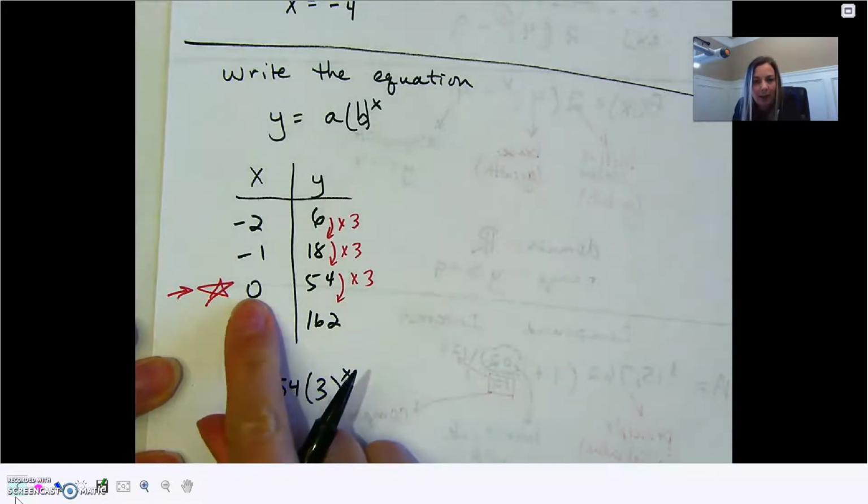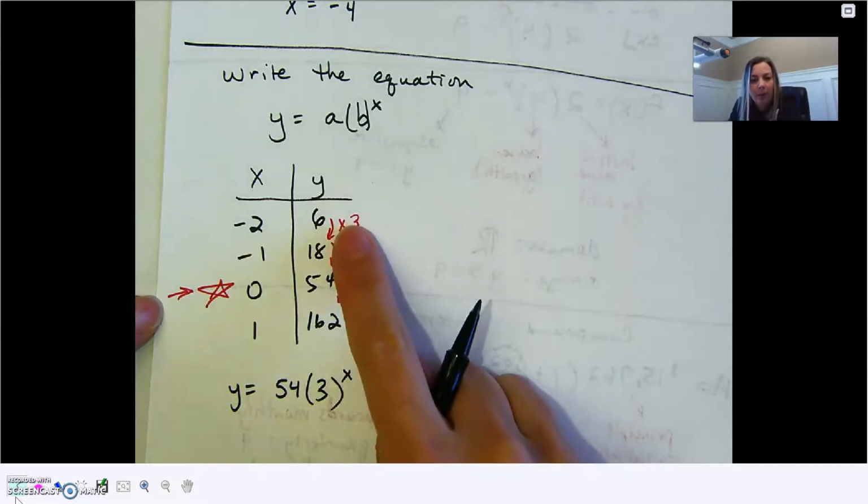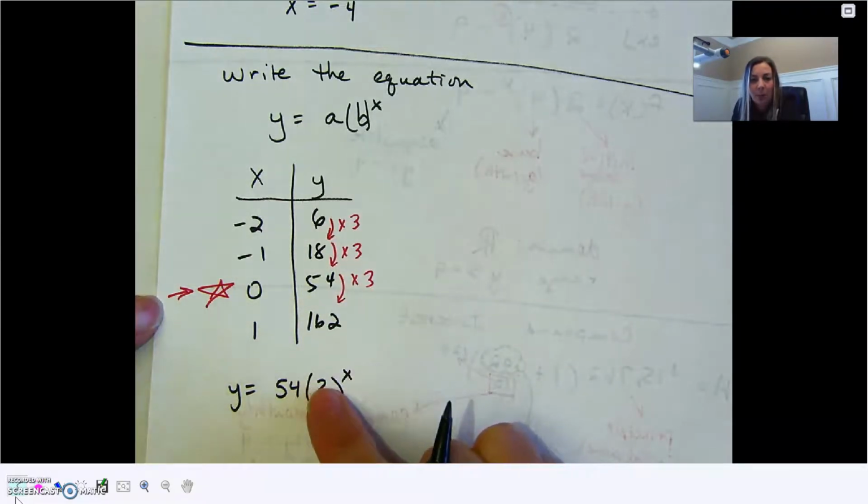So look for where x is 0 to get your y-intercept. That's your initial value. Look for what the pattern is. That's your base. And then the variable is the power.